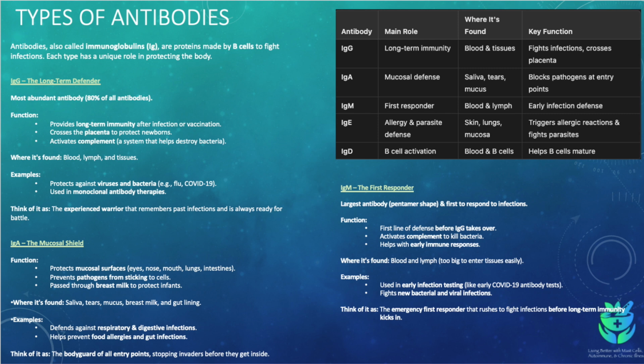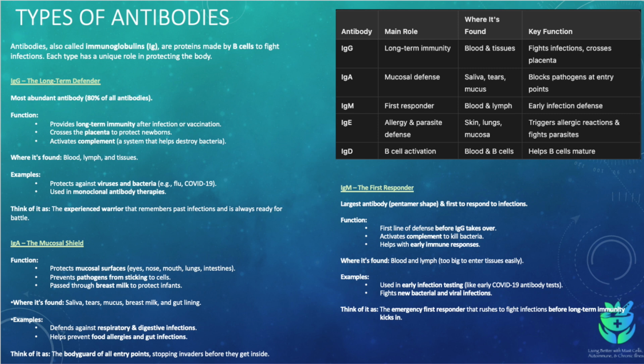Now, there are different types of antibodies, the IgG, IgA, IgM, etc. We did cover this briefly earlier, but we'll take a little bit more look at it. The antibodies are also called immunoglobulins, Ig, and they are proteins made by the B cells to fight infections. Each type has a unique role in protecting the body.